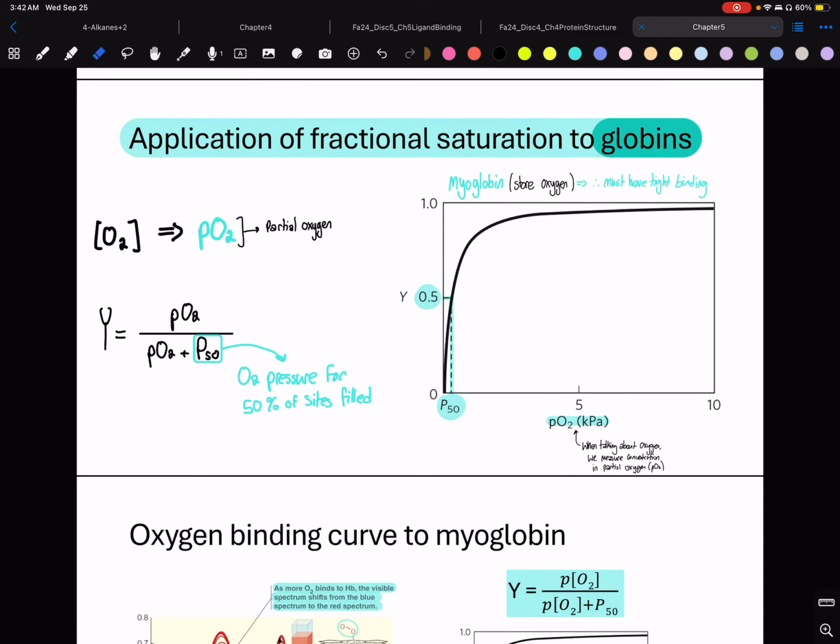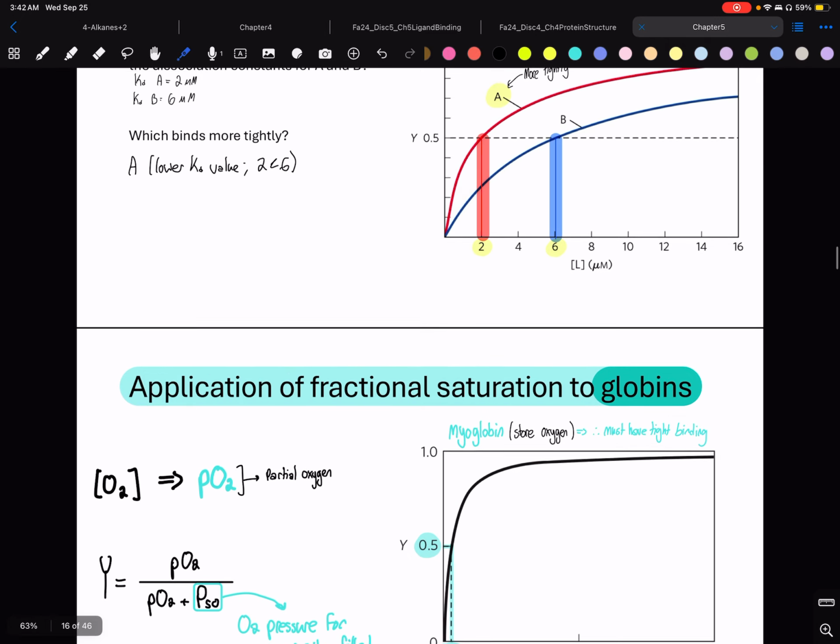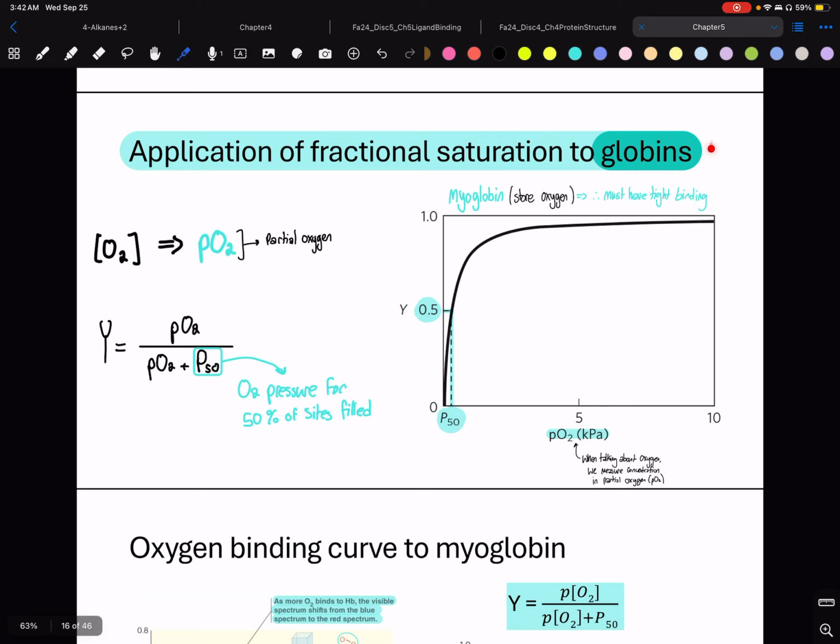So now we're talking about the application of fractional saturation to globin specifically. In this case, remember that globin is either myoglobin or hemoglobin, and both of those are just going to carry oxygen. They are O2 lovers, that's all they will ever deal with. And because of that, our units on the x-axis, just to review, were the concentration of the ligand, and in this instance, our ligand will always be O2, so we can make this value partial O2.